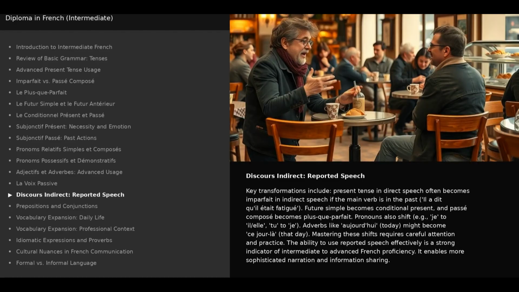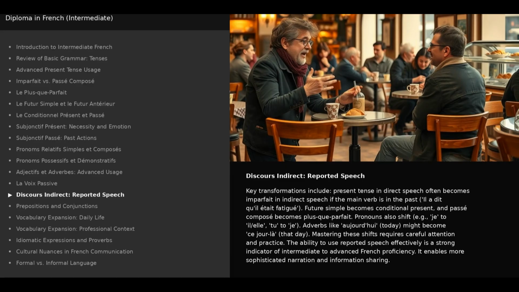Key transformations include: present tense in direct speech often becomes imparfait in indirect speech if the main verb is in the past. Il a dit qu'il était fatigué. Future simple becomes conditional present, and passé composé becomes plus-que-parfait. Pronouns also shift, e.g. je to il or elle, tu to je.